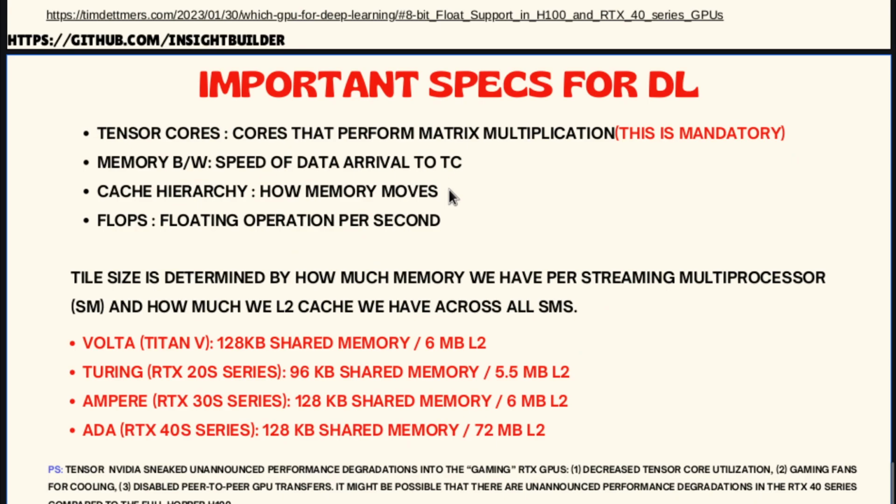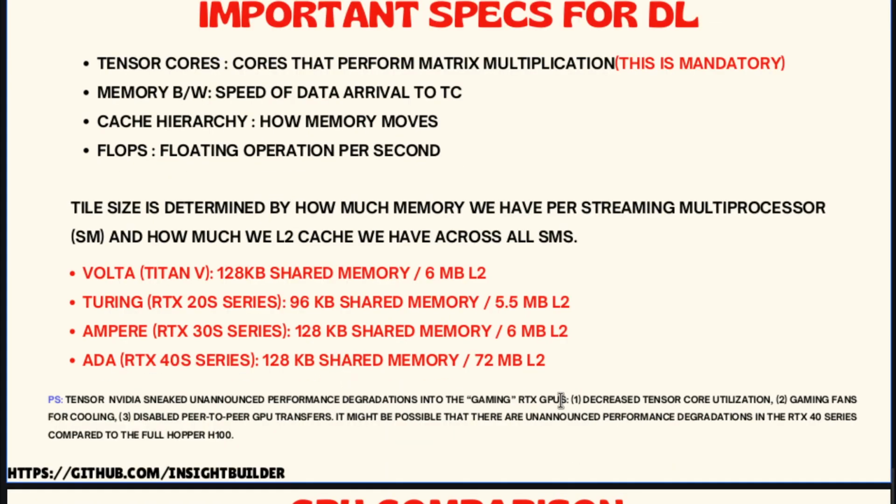Going down, I have some comparisons of the various architectures that have been released by Nvidia. And you see the recent Ada Lovelace architecture that RTX 40 series GPUs are based on has almost 72 MB of L2 cache. This is just an example of the cache hierarchy and memory bandwidth. Due to this L2 cache and the shared memory, that is L1 cache, the memory bandwidth of the Ada Lovelace series is quite high. On top of it, they have Tensor cores and CUDA cores.